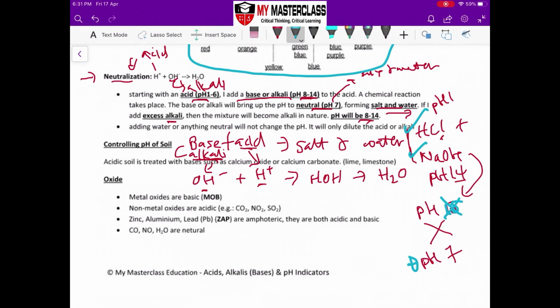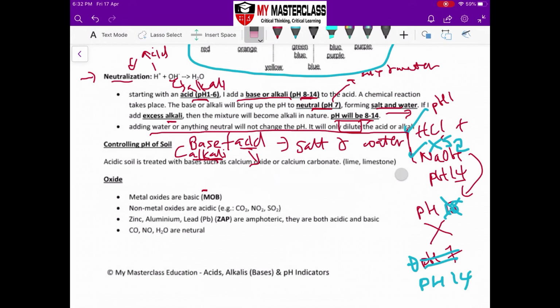If I'm going to add too much alkali, then what is going to happen? It will no longer be pH 7, it will be pH 14, because the whole thing will be mostly your sodium hydroxide. When I add water or anything neutral, it will not change the pH. It will only dilute the acid or the alkali.